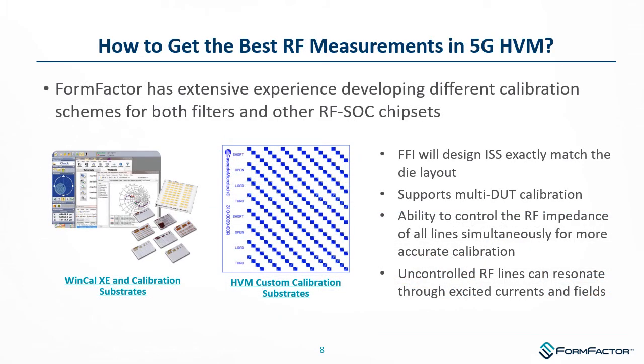The next part of production tests for 5G that is very important is how you can make sure you get the most accurate measurement in high volume manufacturing. In order to meet this need, we have developed a very large and extensive breadth of knowledge in how to do RF calibration for both filters and other RF SoC parts. Some of the things we can do for our customers is provide an impedance standard substrate that exactly matches the die layout. This is important so you can support multi-DUT calibration to reduce the number of touchdowns, as well as the ability to control the nearby sites on the probe card for RF impedance control to get the most accurate calibration, especially at the very low isolation levels that we are required to meet.